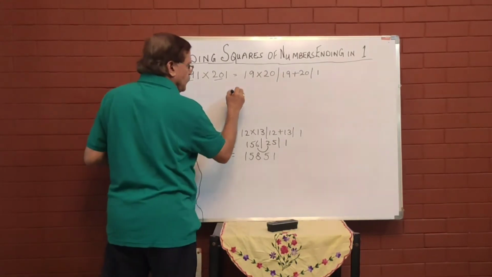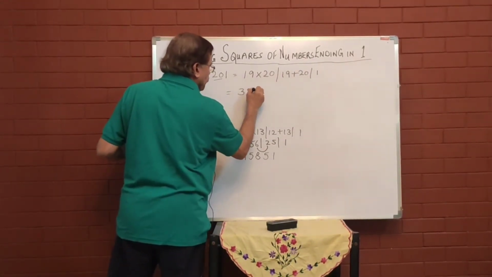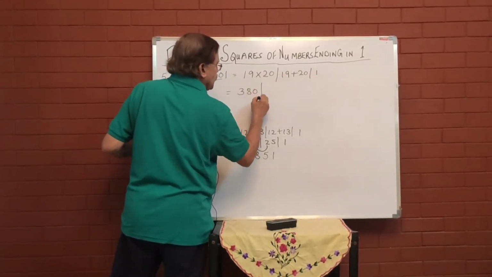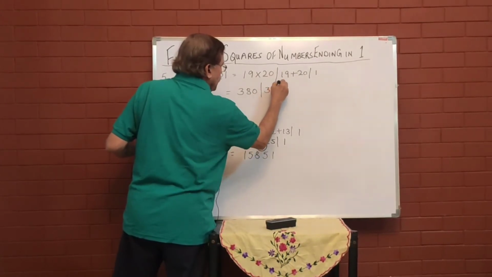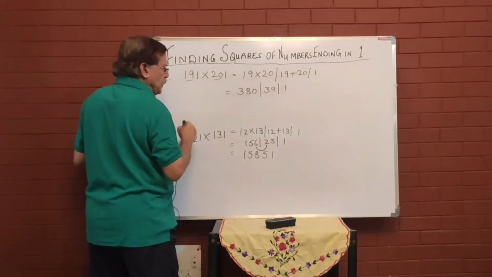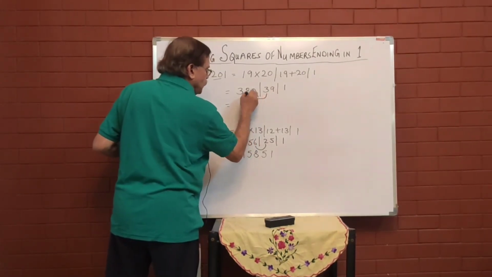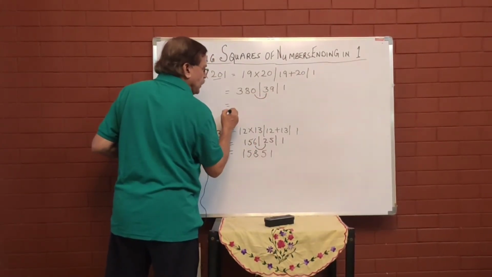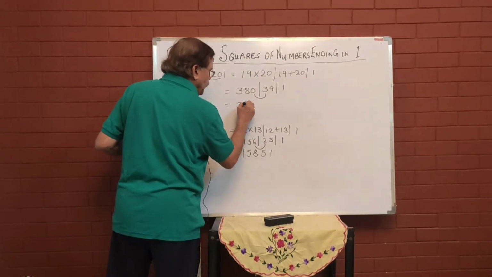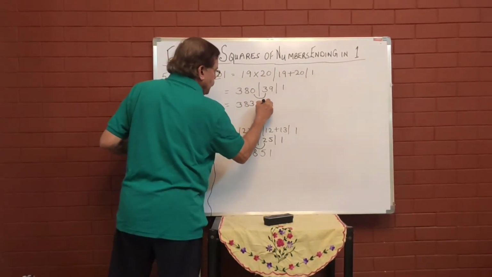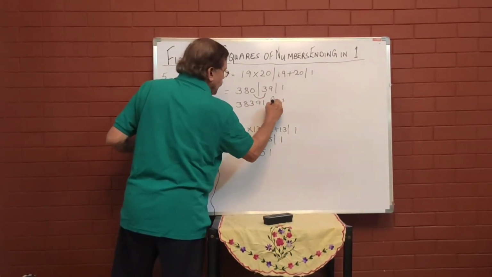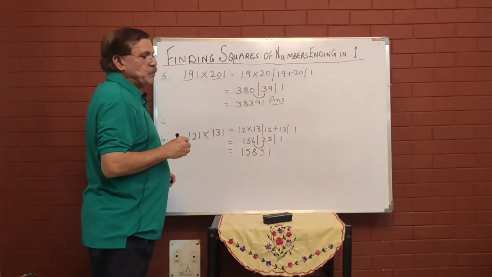19 multiplied by 20 is 380. 19 plus 20 is 39. And 1 is the last part of the answer. Now when you combine all these three parts together, 3 will be added to 0 of 380. 380 plus 3, 383 and 91. This is your final answer.